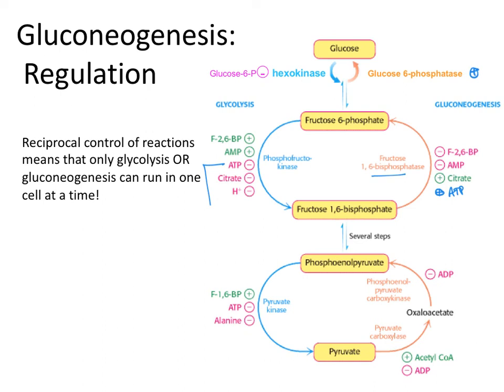At the bottom here, our PEP and pyruvate enzymes aren't reciprocally regulated, but you can see that ATP is inhibitory to pyruvate kinase. So if there's lots of energy inside the cell, pyruvate kinase is inhibited. Whereas ADP, the breakdown product of ATP, is what's inhibitory to gluconeogenesis. So if we have some of this building up, saying we've used up ATP, that's going to inhibit the gluconeogenesis side of the pathway. So they're approximately reciprocal in their regulation.